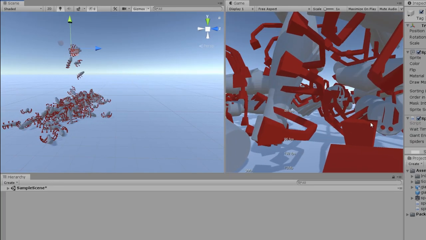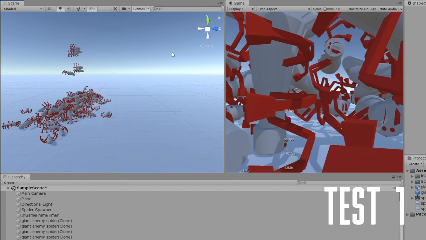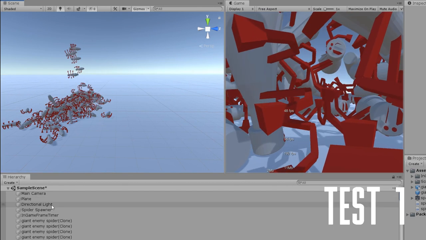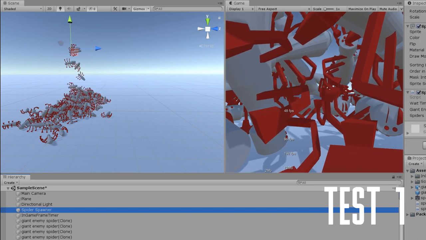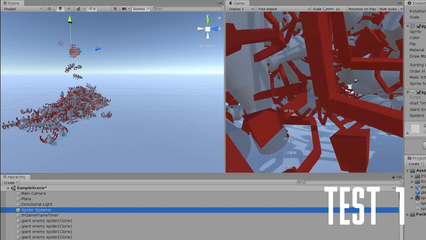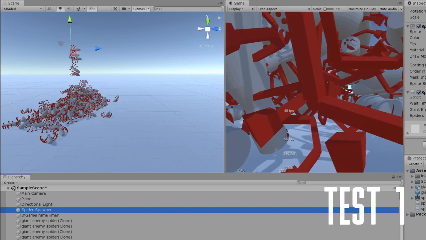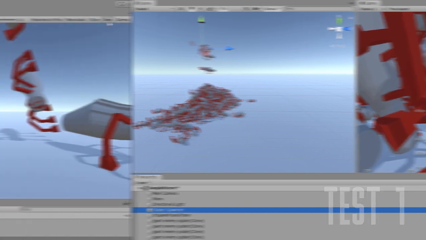So after creating the spawner, I started the first test. I say the first test because this one did not work out. The giant enemy spiders were spawning alright, but the FPS counter that I used didn't really work, and I ended up using Unity's built-in FPS counter that I didn't know existed instead. Not sure why I didn't start with it, but whatever. I also disabled VSync and now it's time for test two.